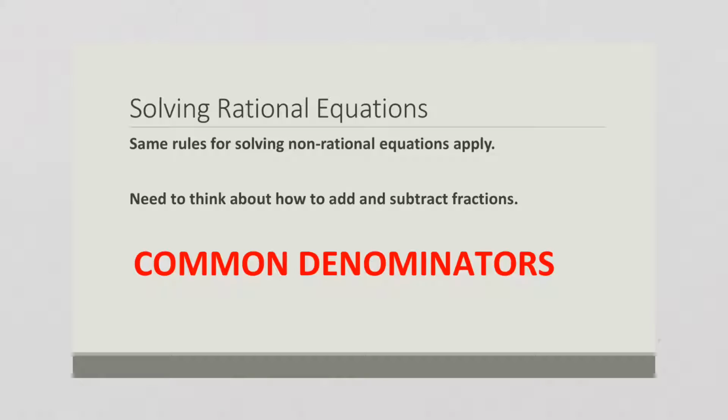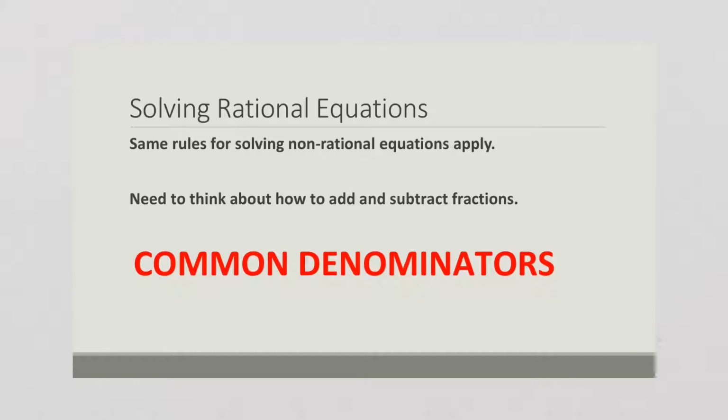When you're solving a rational equation, the same rules for solving non-rational equations apply. If I have a plus, I need to subtract to move it to the other side. If I have a minus, I need to add to move it to the other side. I always do the opposite. But we also need to think about how to add and subtract fractions. In order to add and subtract fractions, we must have common denominators. Our common denominators are going to look very different than what you're used to.